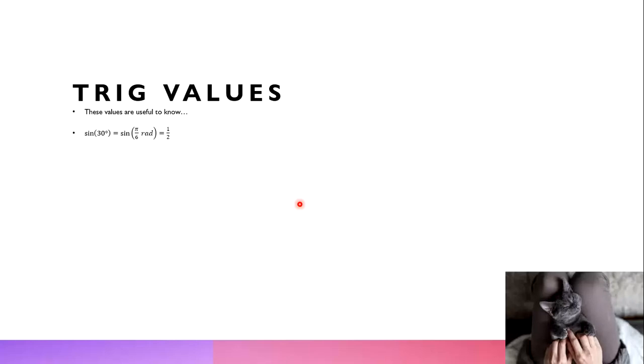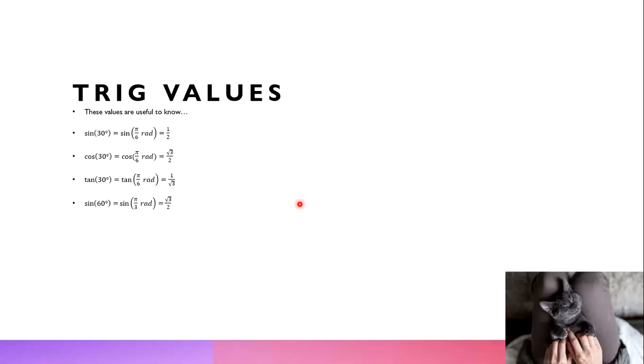Some trig values that are useful to know. You should know them in both degrees and radians at A-level. Again, you have a calculator, so you're supposed to learn them off by heart, but they don't know if you've used a calculator or not. Sine 30 is the same as sine of pi over 6 radians, which is a half. Cos 30 or cos pi over 6 radians is root 3 over 2. Tan 30 or tan of pi over 6 radians is 1 over root 3.